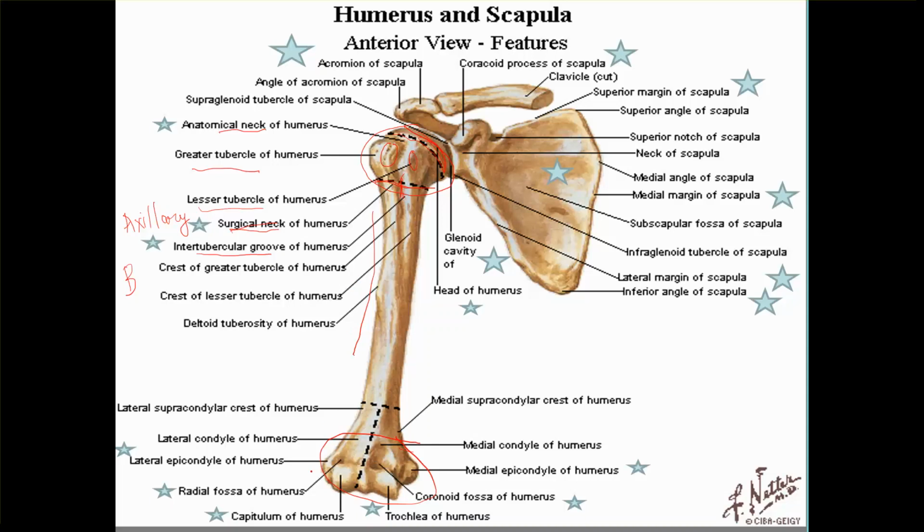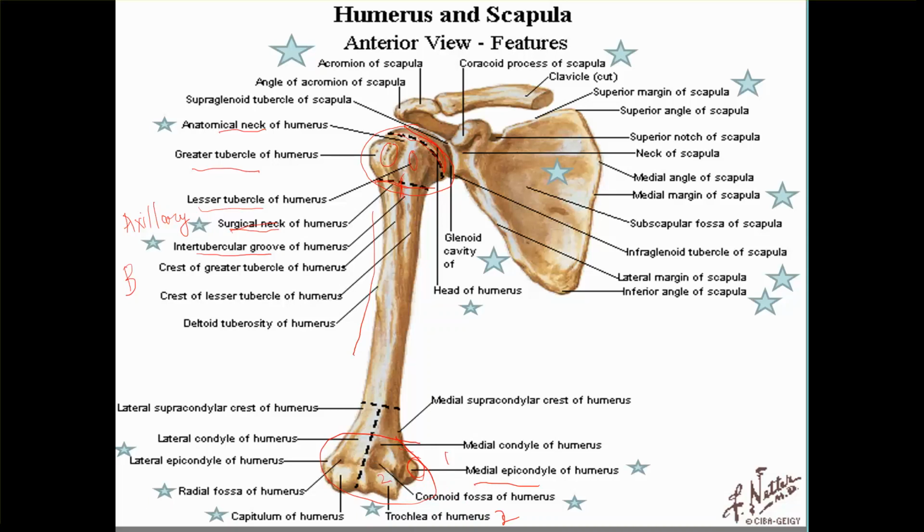Okay, now coming to the lower end. Now we should go in an order, remember always. So let's go from medial to lateral. Medially, it is called the medial epicondyle. This projection is called the medial epicondyle. Remember this as number 1, medial epicondyle. Number 2 is the trochlea.